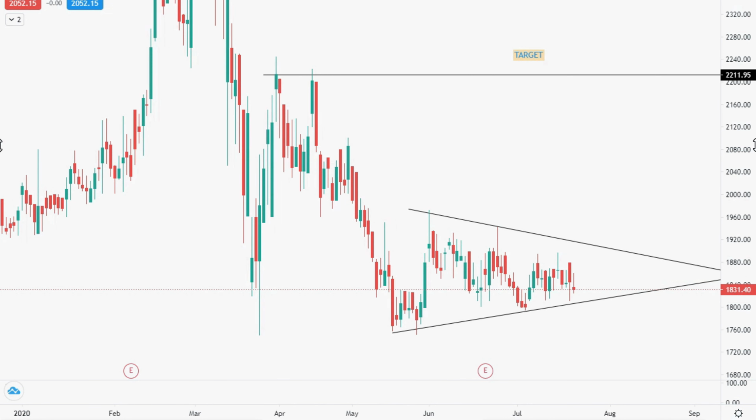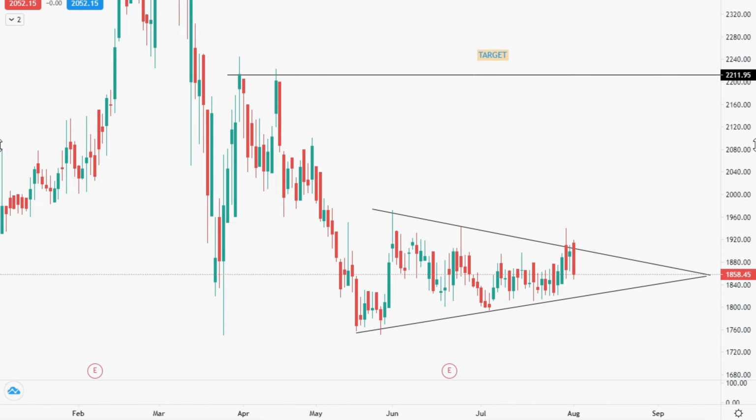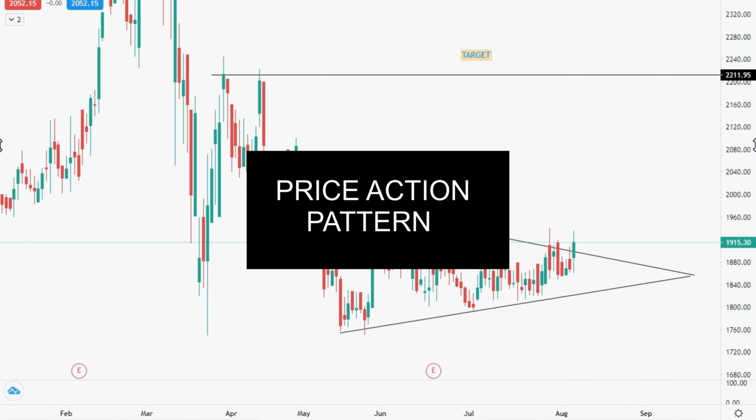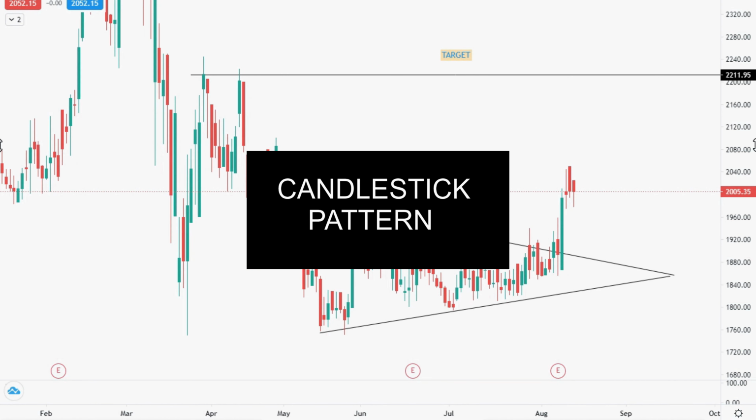Hey guys, from looking at the previous video comment section, I noticed a lot of you want more videos about price action. Understanding candlestick patterns is the first step to understanding price action patterns. So in this video, we will be looking into that. Without wasting any time, let's jump into the video.